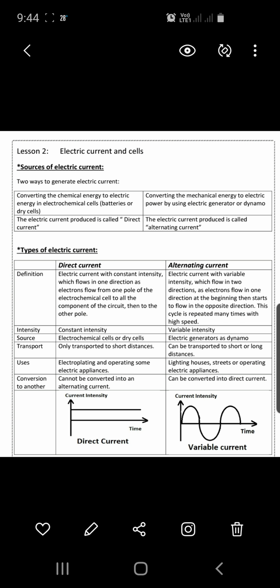For example, lighting lamps, lighting streets, operating machines, lighting electric devices at home, like TV, computer, refrigerators, air conditioners, and so on. So we use electric energy in many purposes. Because the electric energy is a clean source of energy, it doesn't cause any pollution. We prefer it rather than any other type of energy. So here we are talking about the sources of the electric current and the types of the electric current.